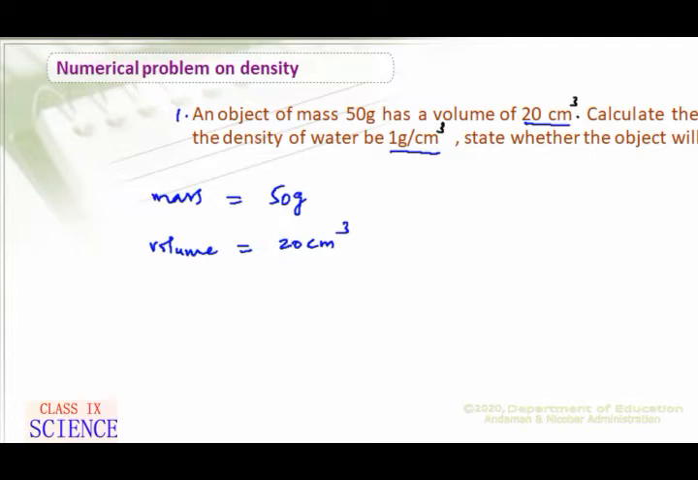Now we have to find the density. We know that the density of any substance can be found out by the formula mass by volume. This is a simple equation. By using this you can find the density.